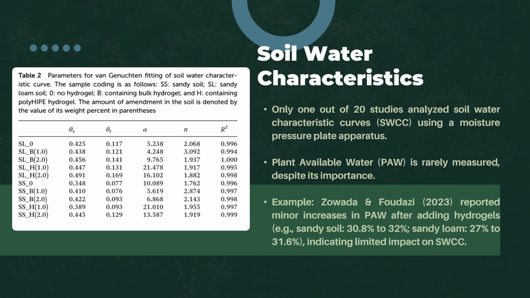The only study that did the soil water characteristic curve is the Zuwada and Fudazi study in 2023. They reported a minor increase in plant available water after adding hydrogels. For example, in sandy soil, it increased from 30.8 to 30.20%. Whereas in sandy loam, it increased from 27 to 31.6%, indicating a limited impact on soil water characteristics.